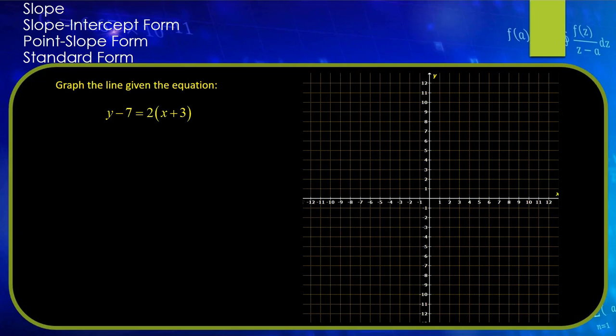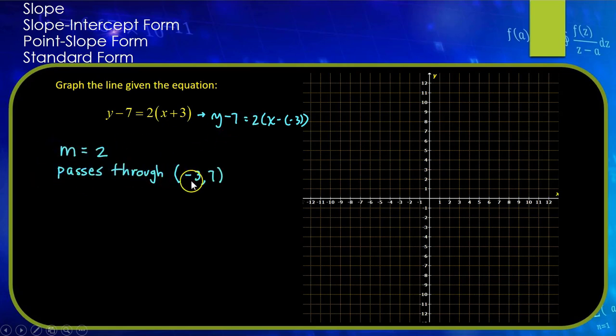For the next one, this one's in point slope form, so again, pretty straightforward. The only tricky part is, again, this plus 3. The minuses are part of the structure of the problem. So having a minus here tells me that the y-coordinate is 7. Having a plus here, because that means the same thing as x minus a negative 3, tells me that negative 3 is the x-coordinate of a point the line passes through. So I know that the slope is 2 and it passes through negative 3, 7. I'm going to start by plotting that first. So negative 3, 7 would be right here.